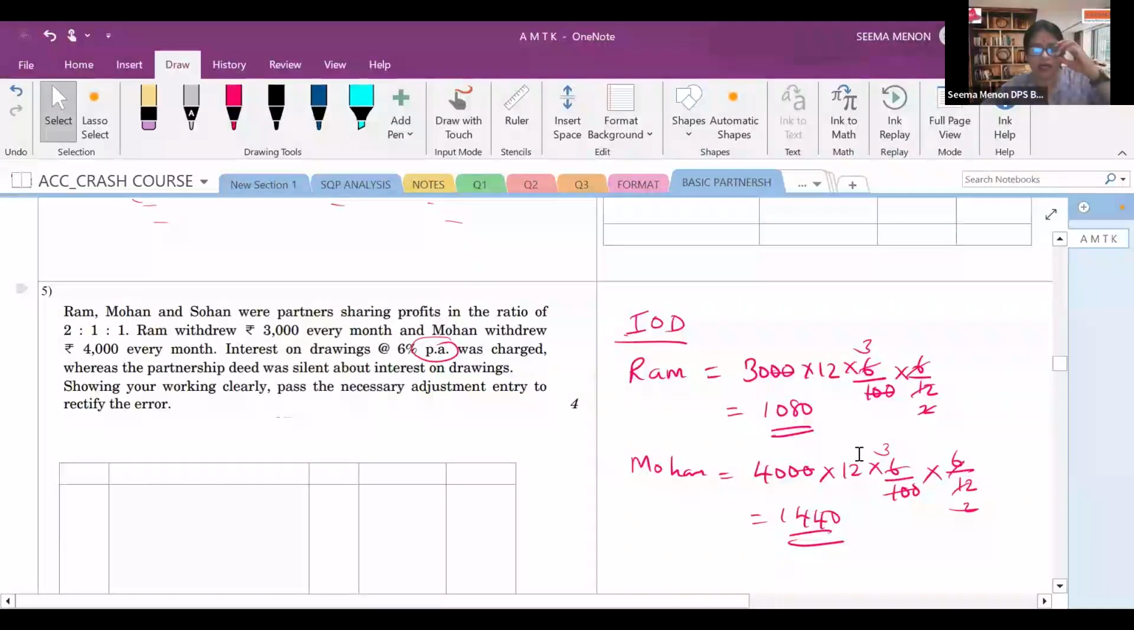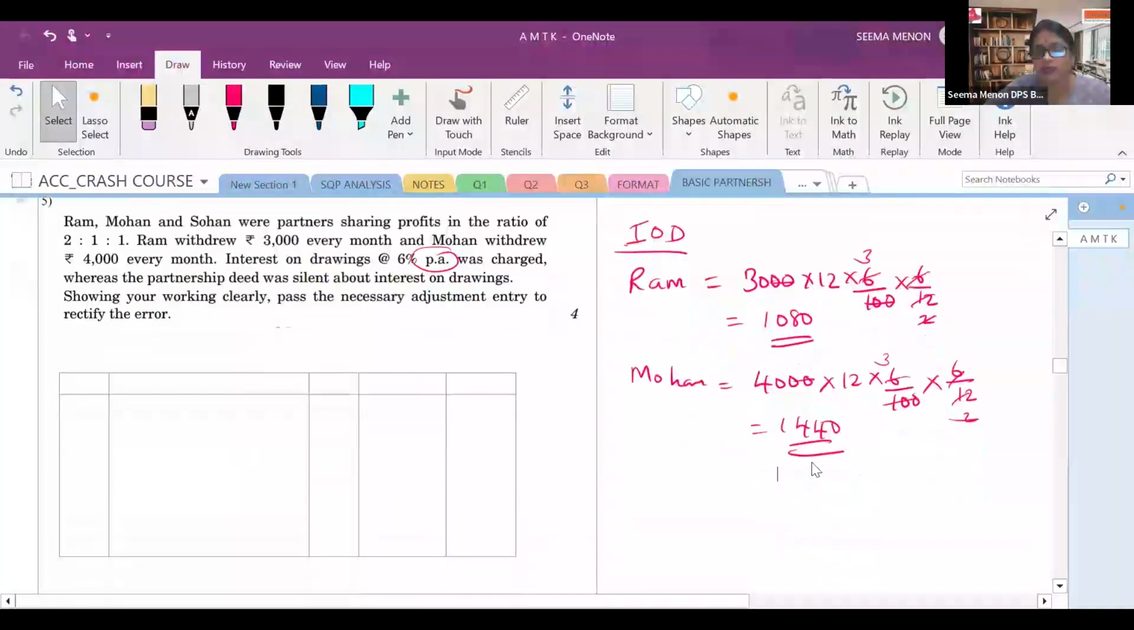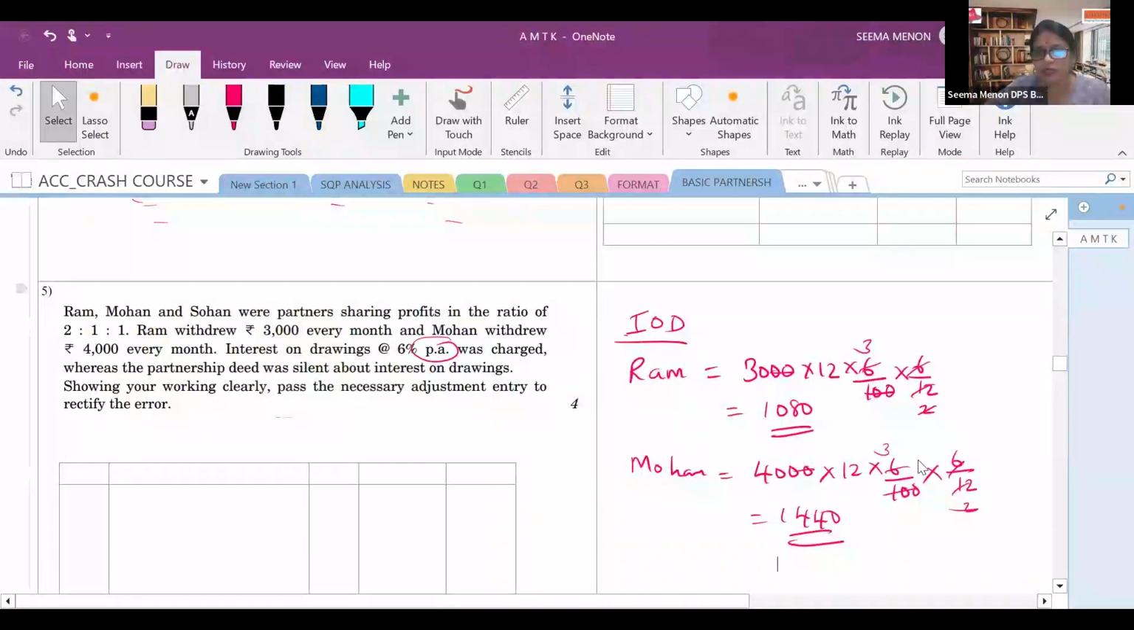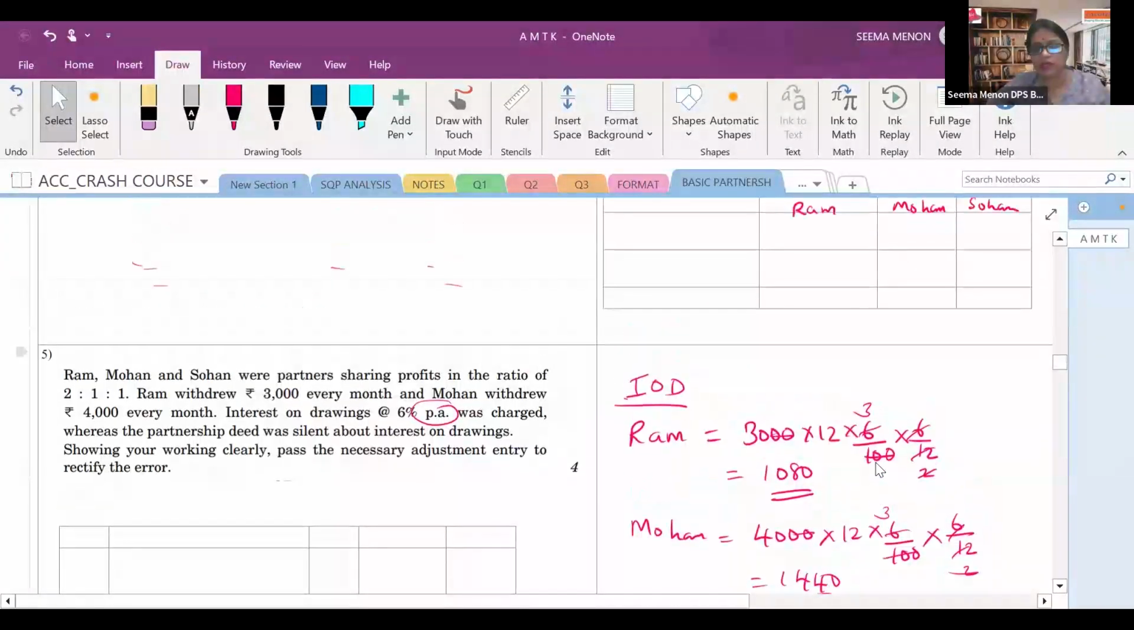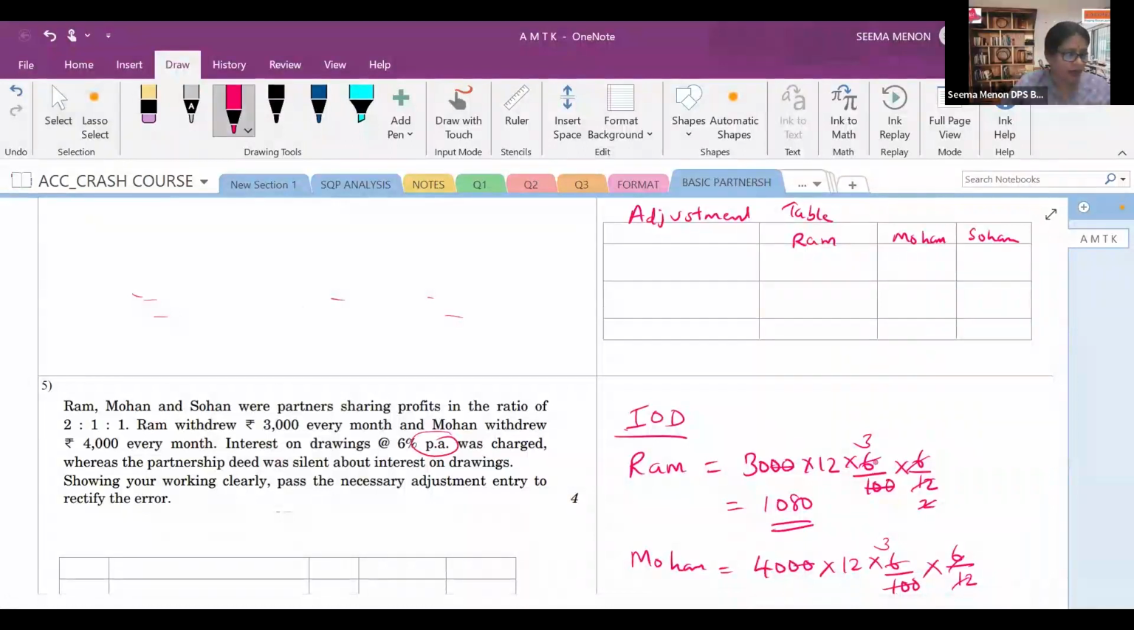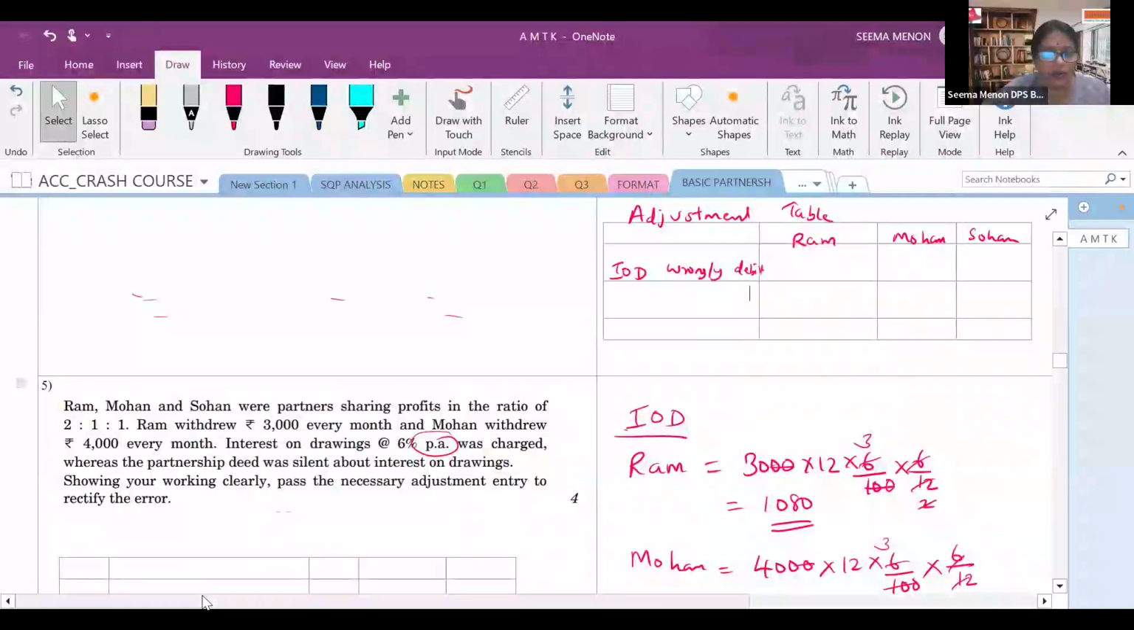You can cross check again if you made any mistake. So it is very important to cross check it. Okay. So 6 upon 2, 2, 3, then 3 fours are 12, 12 twelves are 144. Now you will be writing interest on drawings wrongly debited. So IOD wrongly debited. Interest on drawings wrongly debited in the partners' capital, because every month interest on drawings was charged at the rate 6%.